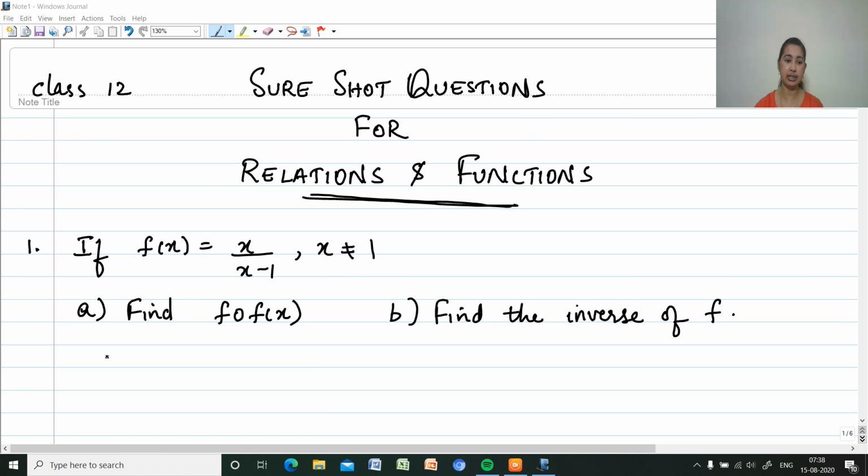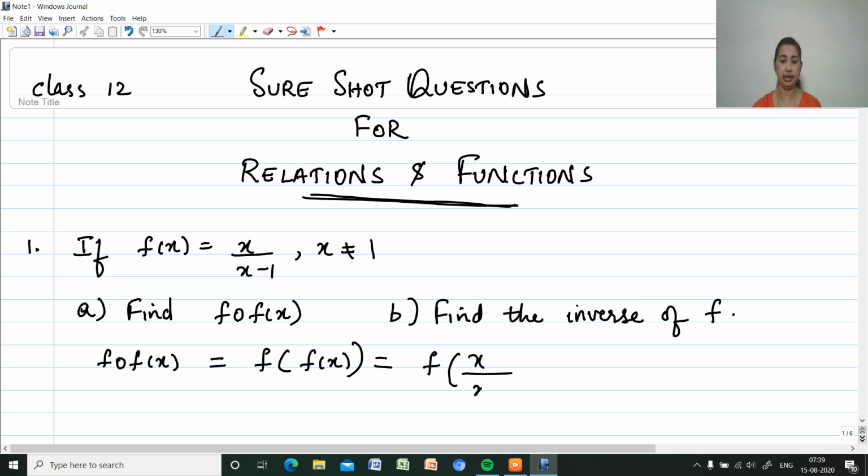So first we'll start with f composition f of x. What is f composition f of x? It is the same as f of f of x. And what is f of x? It is x by x minus 1. Now instead of f of x in this result it is x by x minus 1.